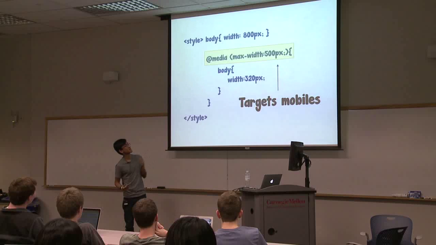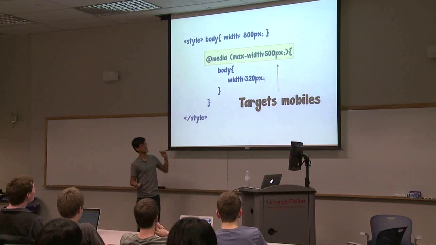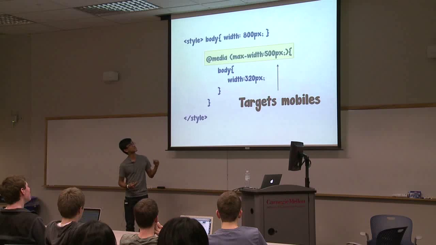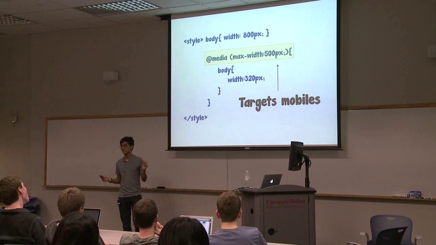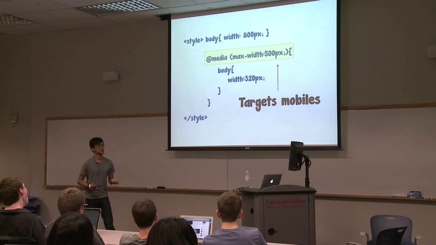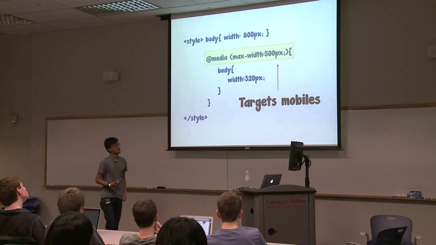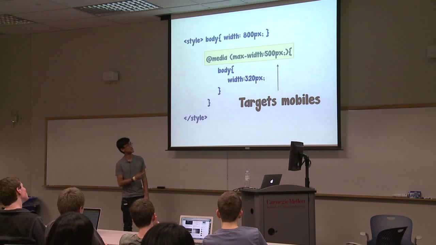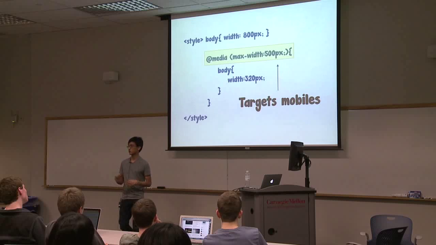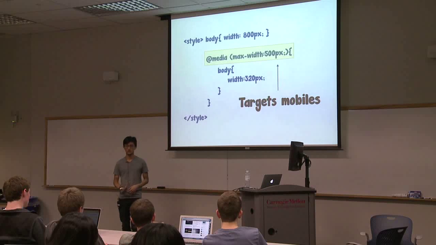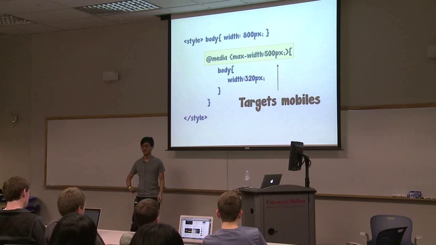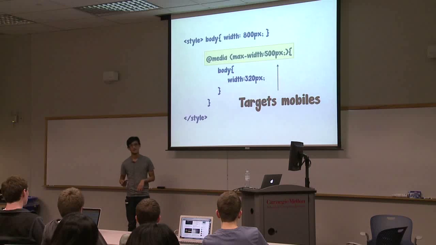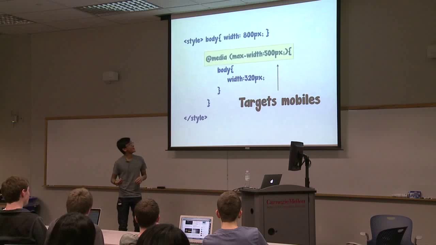So we're going to go ahead and add this media query. That's the basic syntax for it. There's lots of other properties you can use. But here I've set it so that if the width of the screen is smaller than 500 pixels, use the CSS within there. And that pretty much targets mobile devices. So here I've set it so that it'll shrink the website down to 320 pixels wide when I load it up on a mobile device. And I use 320 pixels because that's the width of an iPhone screen. I'm very much an Apple whore.